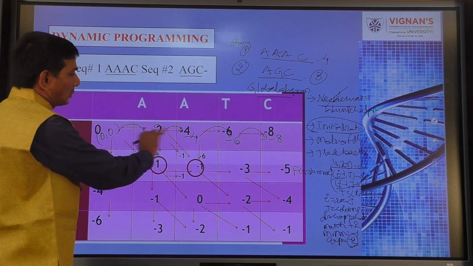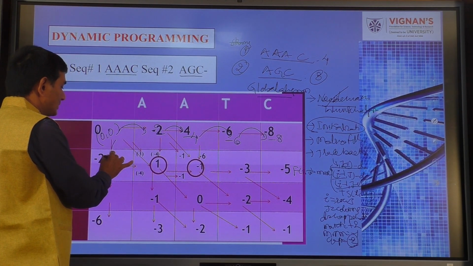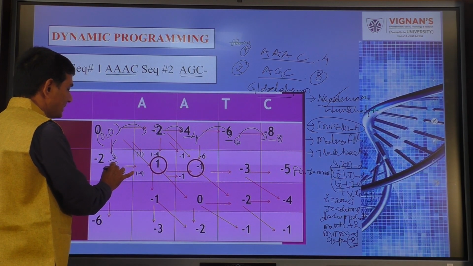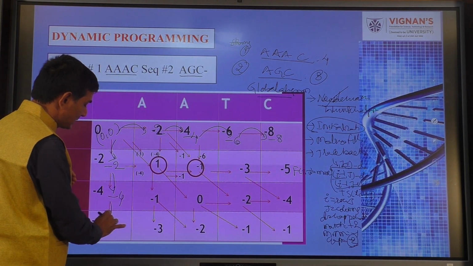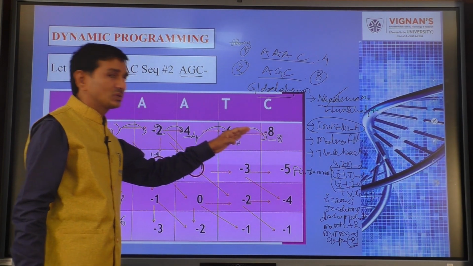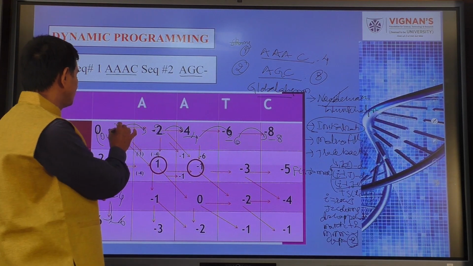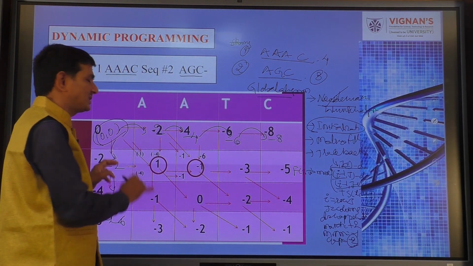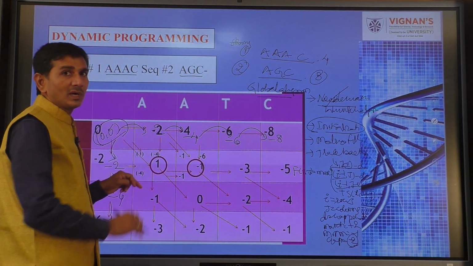This is along rows, which are horizontal, and coming to the columns, which are vertical. Initially one gap is minus 2, second gap is minus 4, and third gap is minus 6. The first step is the initialization step. In the initialization step, the first row and first column are initialized at 0 comma 0, which indicates the row coordinate is 0 as well as the column coordinate is 0.